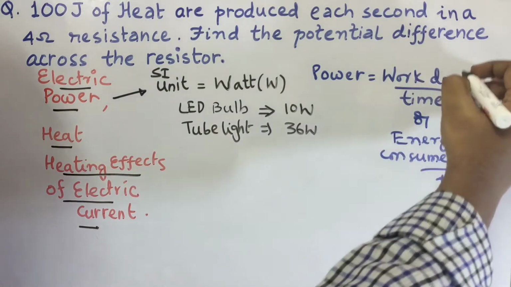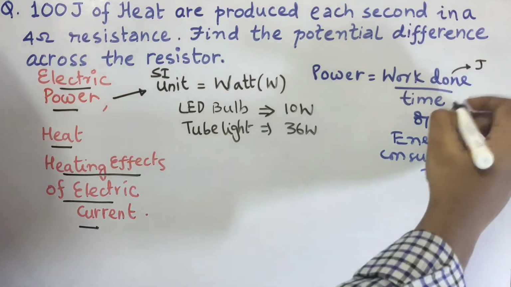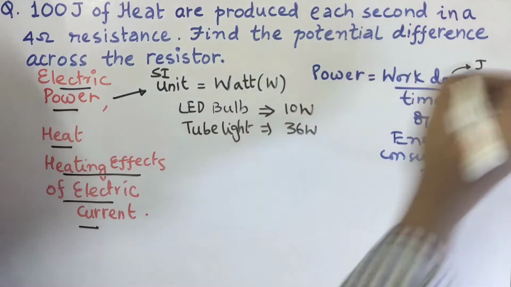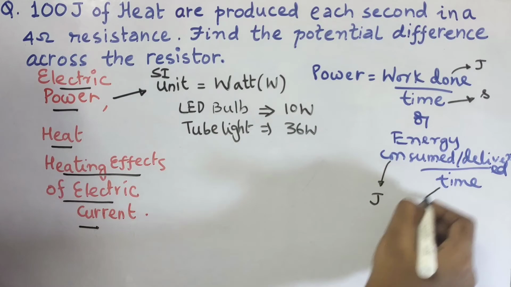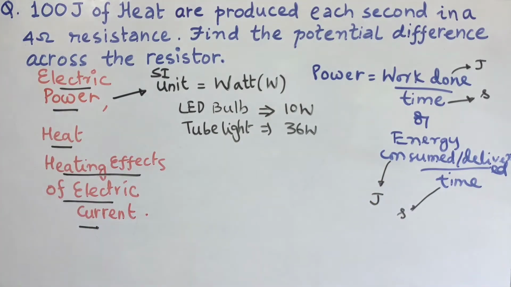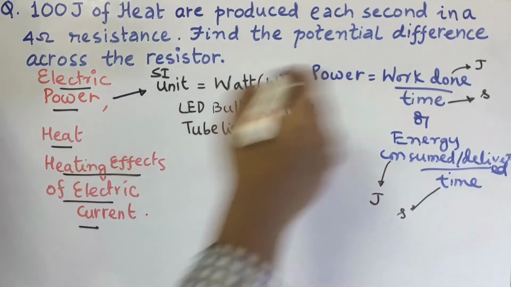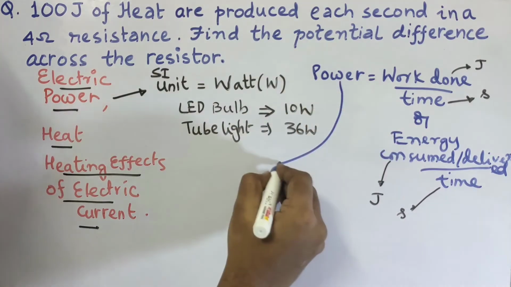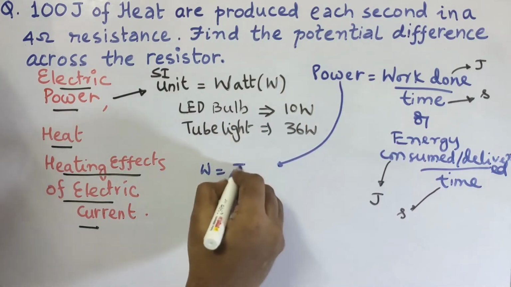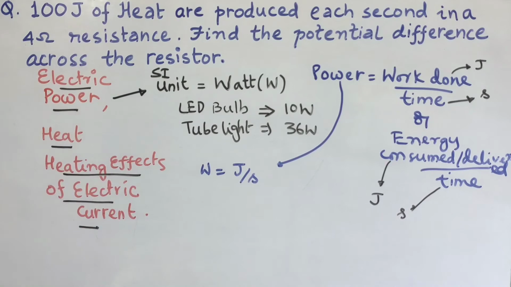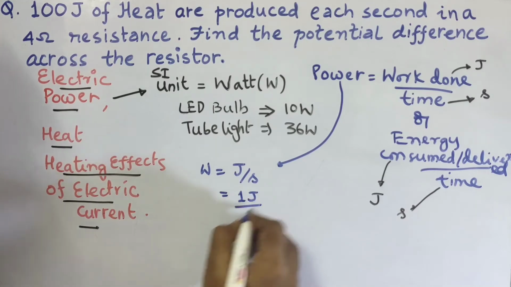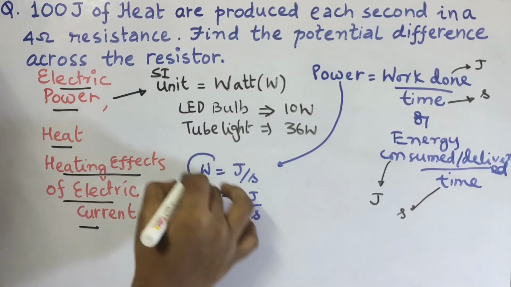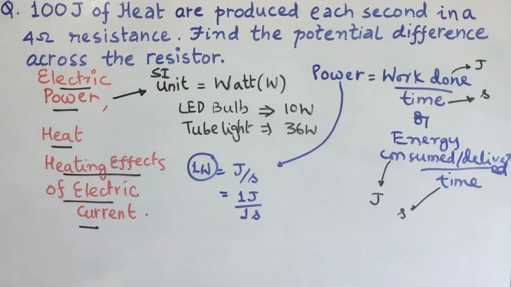The unit of work done is joules, and the unit of time is second. The unit of energy is joules, and the unit of time is second. So the unit of power, which is watts, is nothing but joule per second. It means that to do 1 joule of work in 1 second, we say 1 watt of power is consumed.